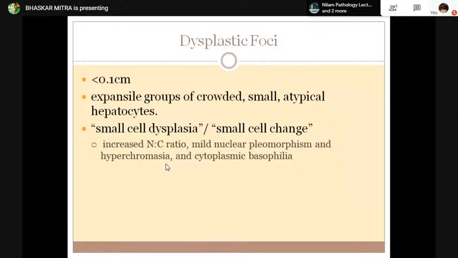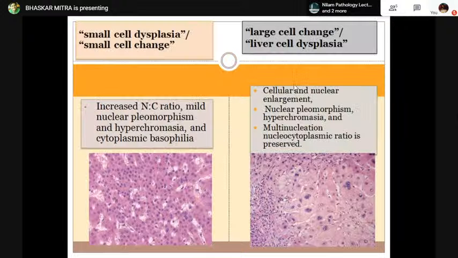Now this is the picture. Here we can see this is the nodule. We can definitely appreciate this is not normal hepatocytes. These are small cells compared to the shape and size of this cell. Definitely we can appreciate these are small cells with hyperchromatic pleomorphic nuclei. The pleomorphism is definitely a bit low here. Here the pleomorphic nuclear atypia is a bit much more.